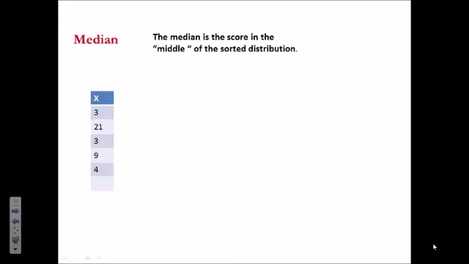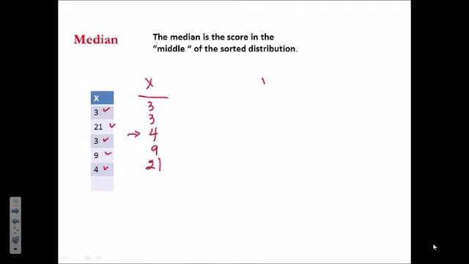The median is the score in the middle of a sorted distribution, so be careful. A common mistake would be to say, look, 3 is in the middle, so 3 is the median. No. First, you have to sort the distribution. So let's do that. Let me sort them starting with the lowest number, 3, another 3, 4, 9, and 21. We want to find the score in the middle. Well, maybe you can see already that it's 4.